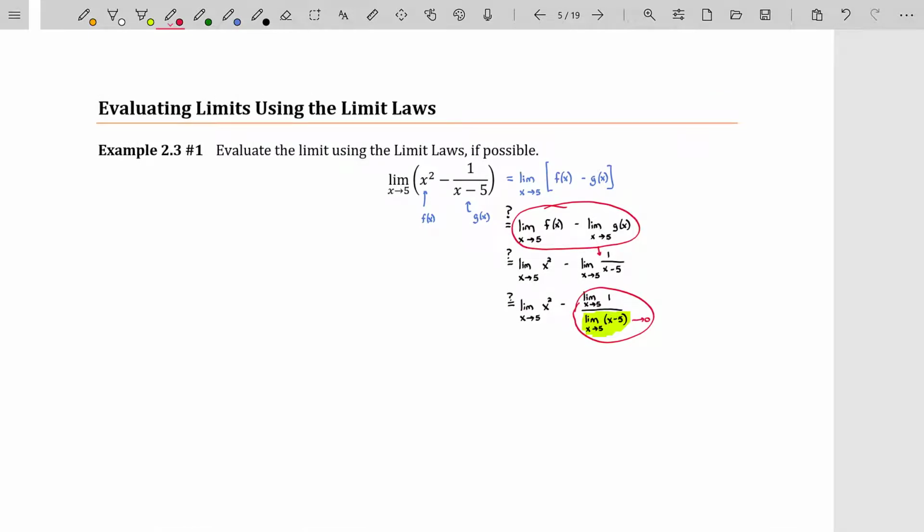Now, we might come back to this problem later, but I'm just going to tell you right now, this limit does not exist. There's just nothing you can do with it. But we might have a chance to come back to this later. Anything else we do with this would not be instructive.